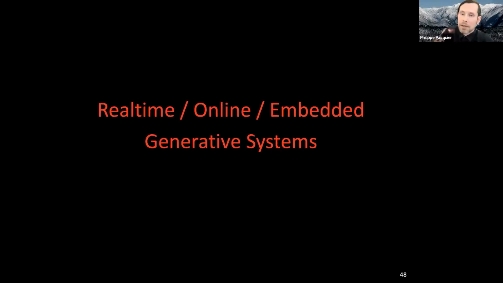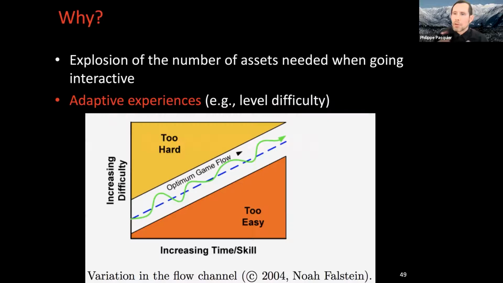More complicated because then they need to be online. So why would you do that? Well, the truth of the matter is the whole motivation for generative AI in general is the explosion of the number of assets needed when going interactive. What I mean by that is we are moving from a world where we were inundated, and still are, with linear media. You look at a picture, you read a book, you listen to an album.